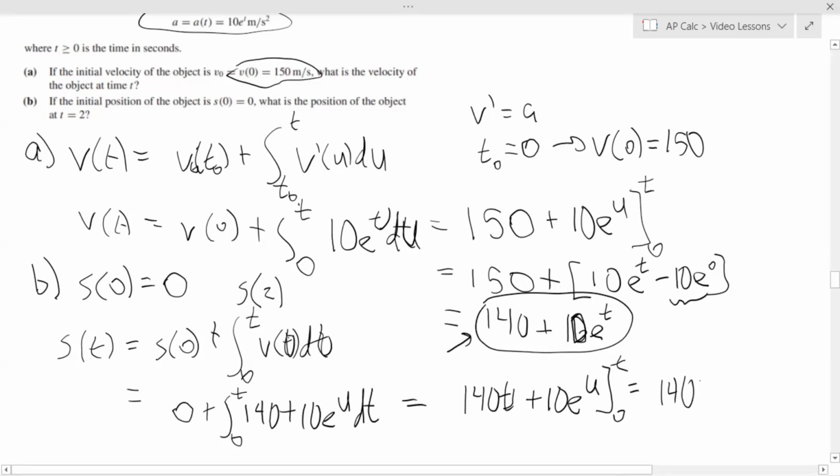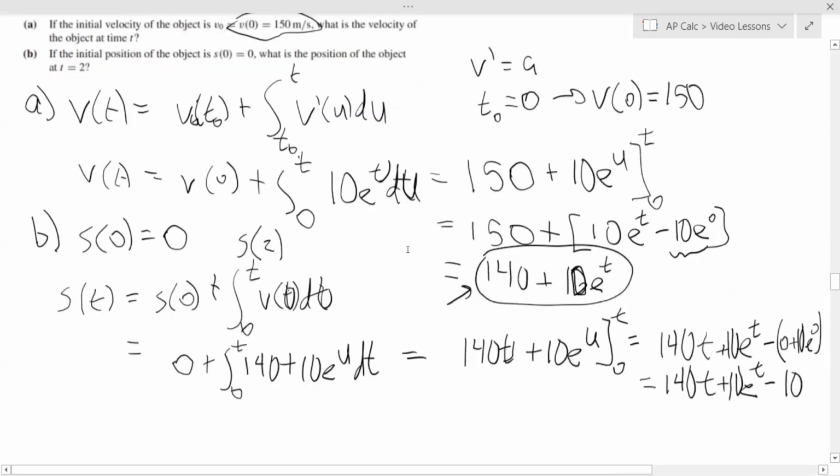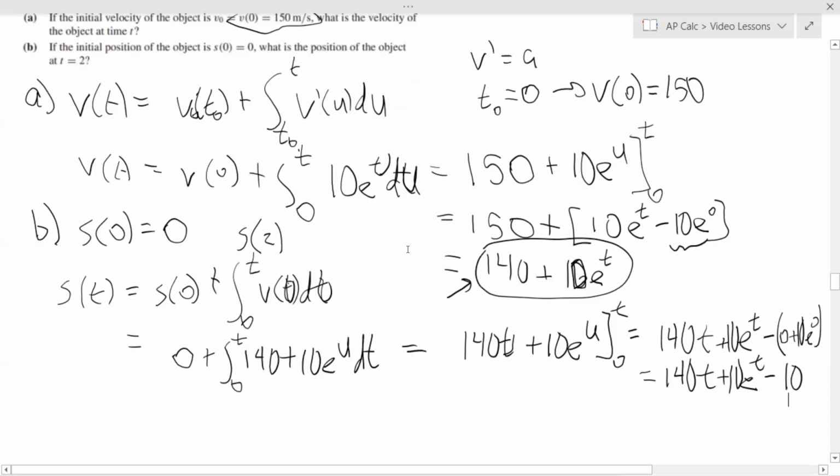All right, so we're going to end up with 140 t plus 10 e to the t minus the function evaluated at 0. Well, 140 times 0 is 0 plus 10 e to the 0. And so this is going to end up giving us 140 t plus 10 e to the t minus 10. All right. And then all we have to do now is plug in at 2.